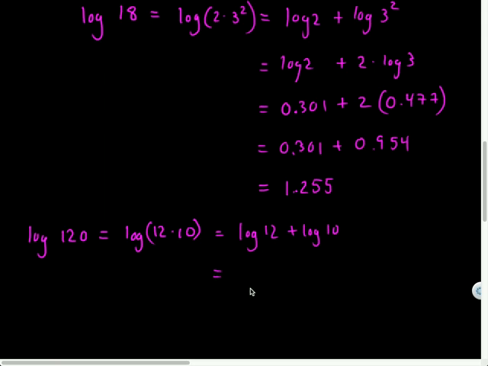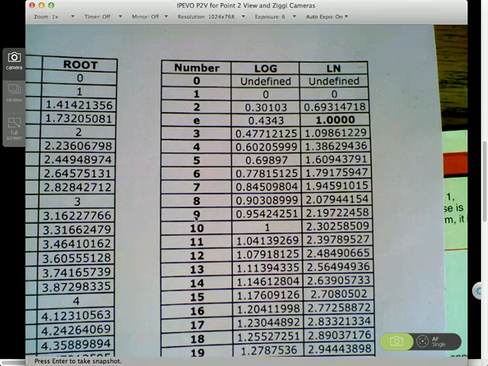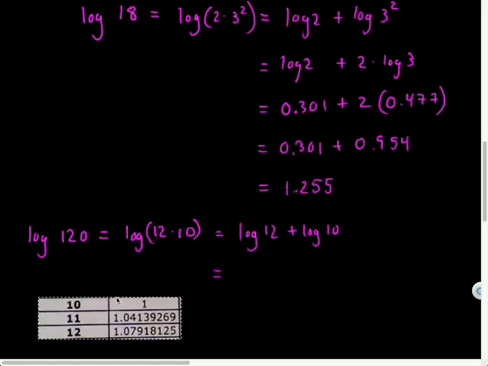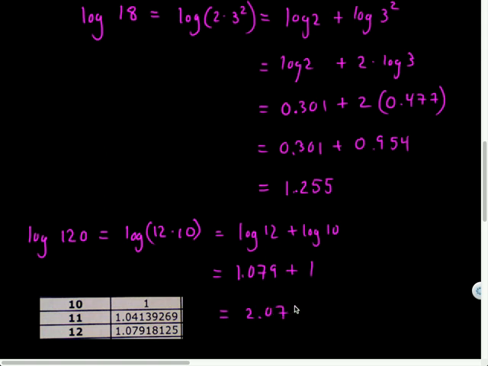Log of 12 from our table. Let's see if I looked it up. Right there. It would give me 1.079. And log of 10 is 1. So then I would add those together and get 2.079. Right?